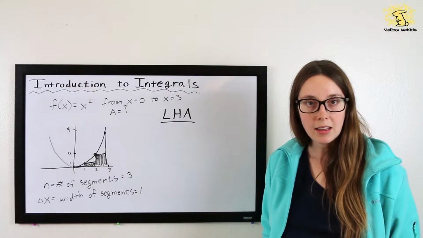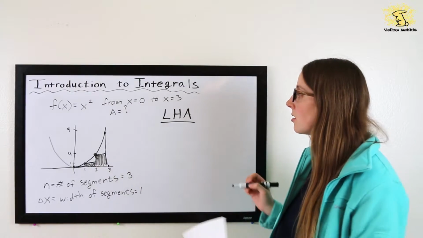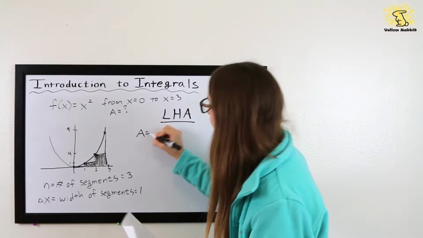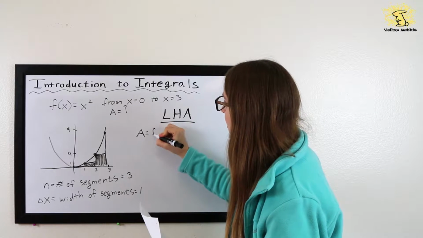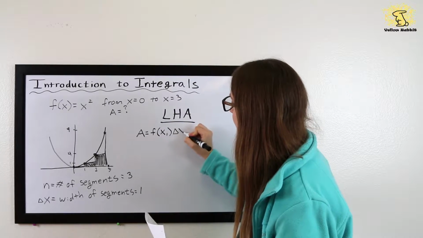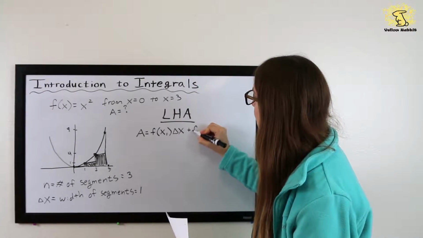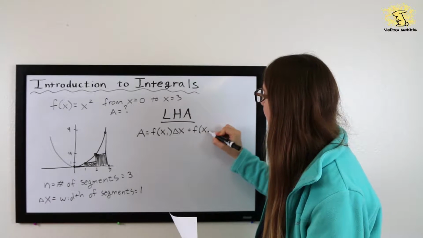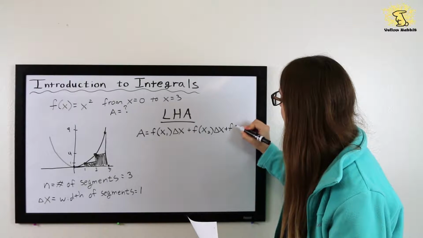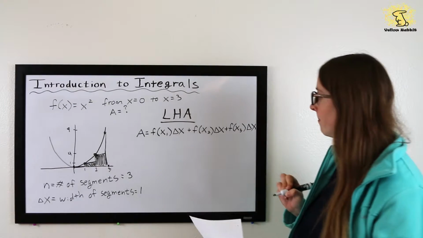If I want to calculate the area, then I have to sum up the area of each of these individual rectangles. So I can write this. Area approximation equals the value of the function at the first point times the width, the delta x, plus the value of the function at the second point times delta x, plus the value of the function at the third point times delta x.